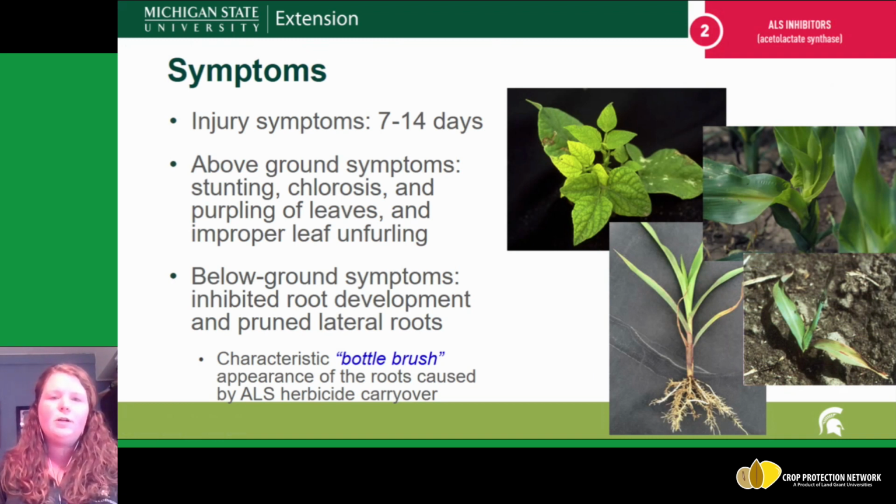And then also below ground symptoms can include inhibited root development or pruned lateral roots, which sometimes we might get confused with some insect feeding. Sometimes it's hard to distinguish between the two, and what they consider this is a bottle brush appearance, which is often from ALS herbicide carryover. This corn plant that I'm circling on your screen is an example of the root system that would be injured by an ALS inhibitor.